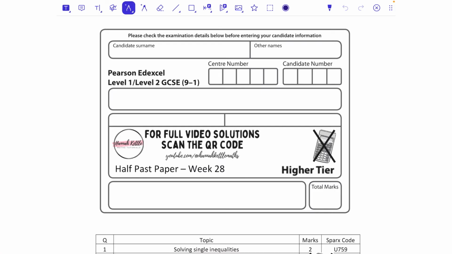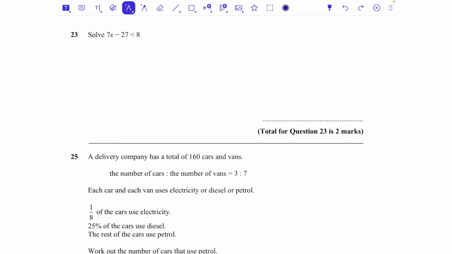This is Half Past Paper, week 28 for the higher tier, non-calculator this week. Let's get into it. Question number 1. Solve 7x minus 27 is less than 8.